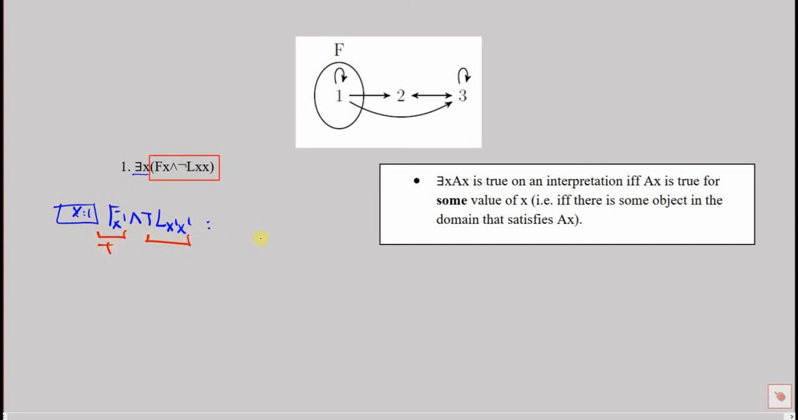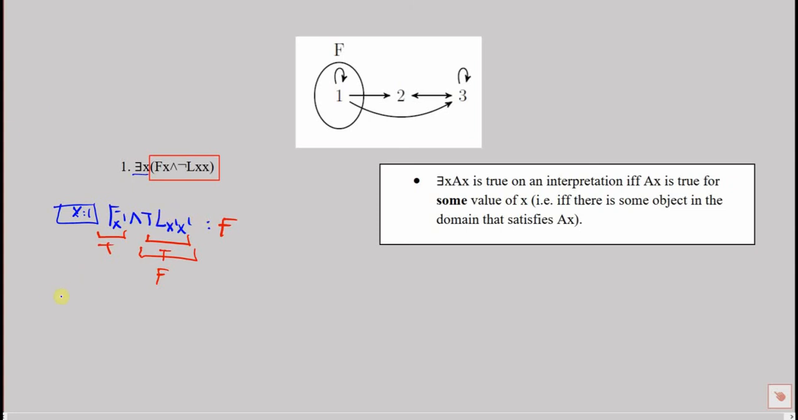Now L11 is also true because there is an arrow going from 1 to 1. The arrows represent L, the extension of L. So 1, 1 is in the extension of L, so that's also true. But the negation of it, therefore, the negation of L11 is going to be false. And that is enough to make the whole conjunction false. Okay, so object 1 does not satisfy the thing in the box.